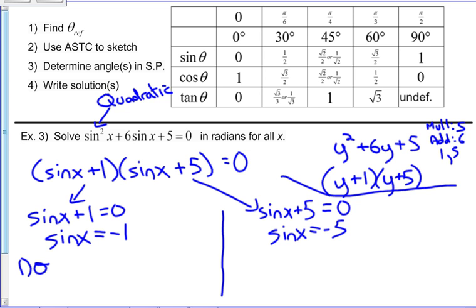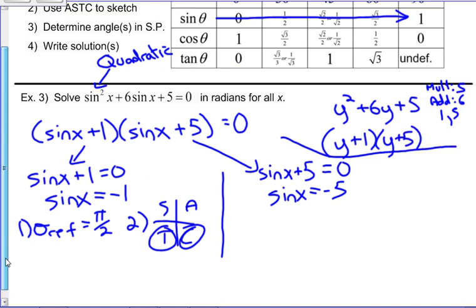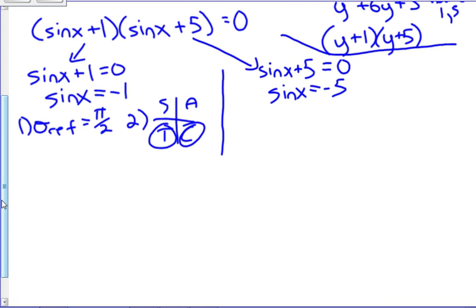So number 1, theta ref. If sine is negative 1, let's see, where's sine 1? Oh, that's at pi over 2. Sine is negative for us in quadrants 3 and 4. Let's go ahead and sketch it. So we'd have quadrants 3 and 4 and a reference angle of pi over 2. So in quadrant 3, it would look like this. Pi over 2 is 90 degrees. In quadrant 4, it's going to look the same.